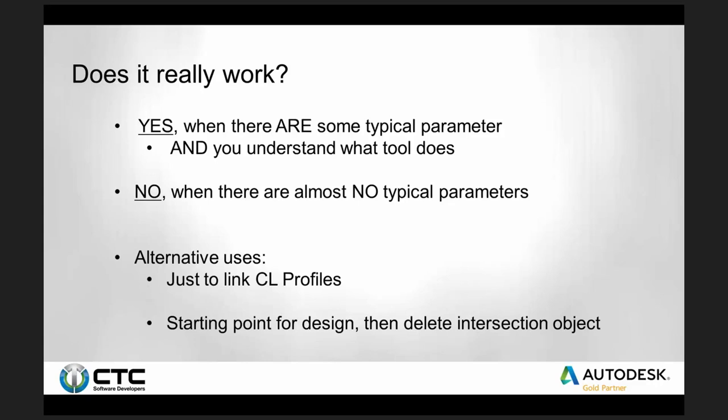So a couple other alternate uses I wanted to mention. I see people using it just to link the centerline profiles. When I was in that intersection wizard, I could have chosen not to make any offset alignments and profiles, and I could have just linked the centerline profiles. That alone, if you have to build your intersection manually, is a nice little advantage. Or you could use it for a starting point for a design to get you kind of in the ballpark. And then as soon as you delete that intersection object, that little bullseye thing that was in the middle there, those become a whole bunch of independent alignments and profiles that you can tweak to your liking. So a lot of options there.